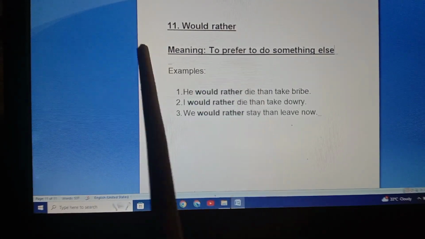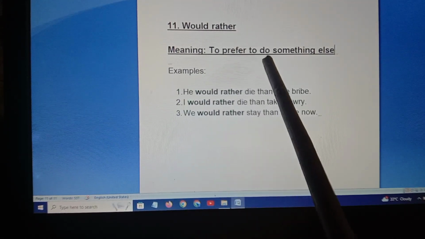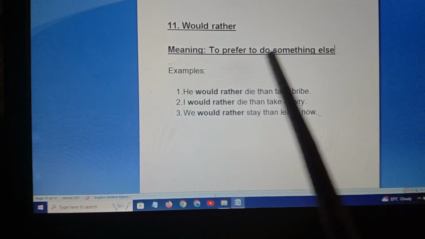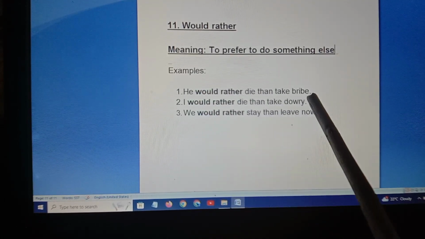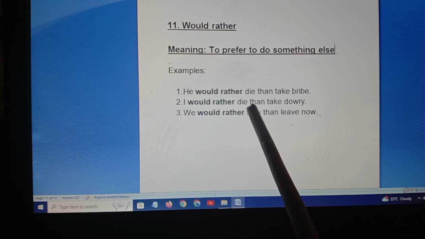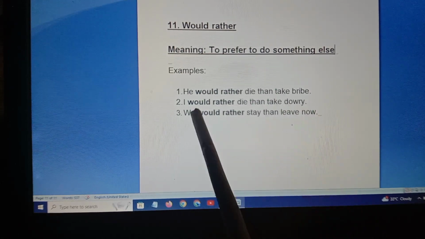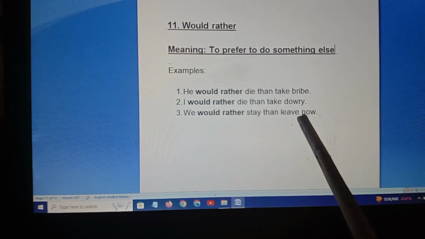Would rather, meaning to prefer to do something else. Examples: he would rather die than take bribe. I would rather die than take dowry. We would rather stay than leave now.